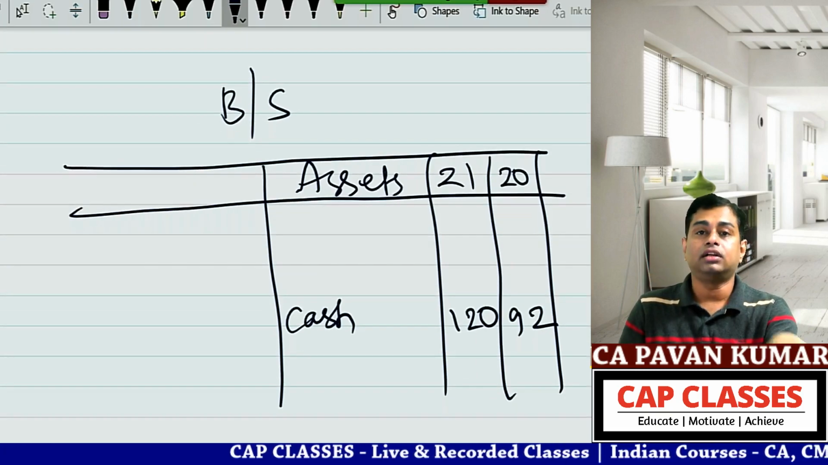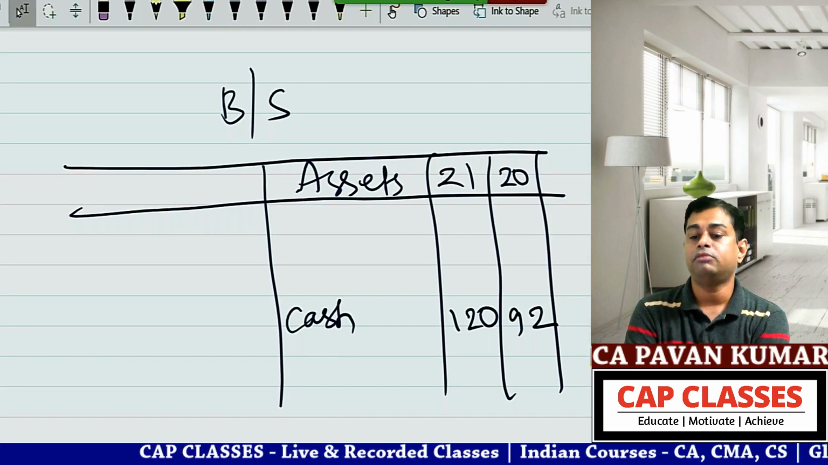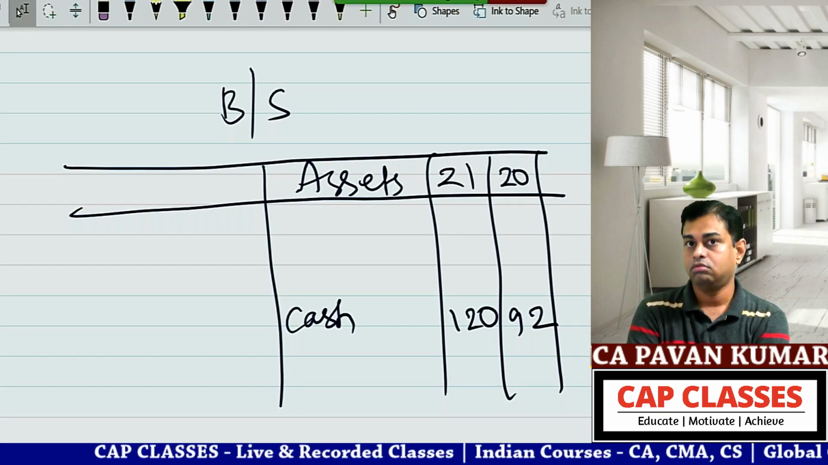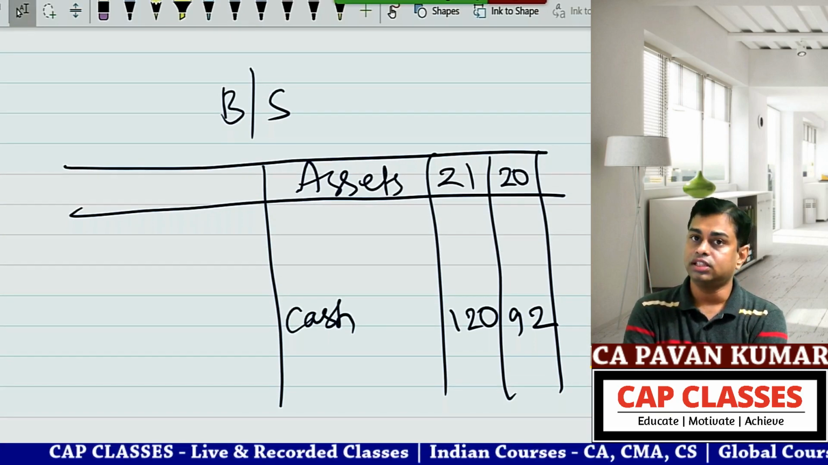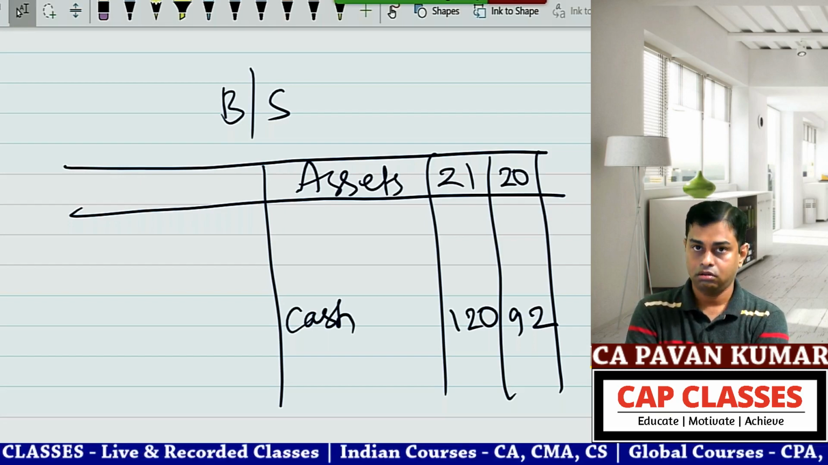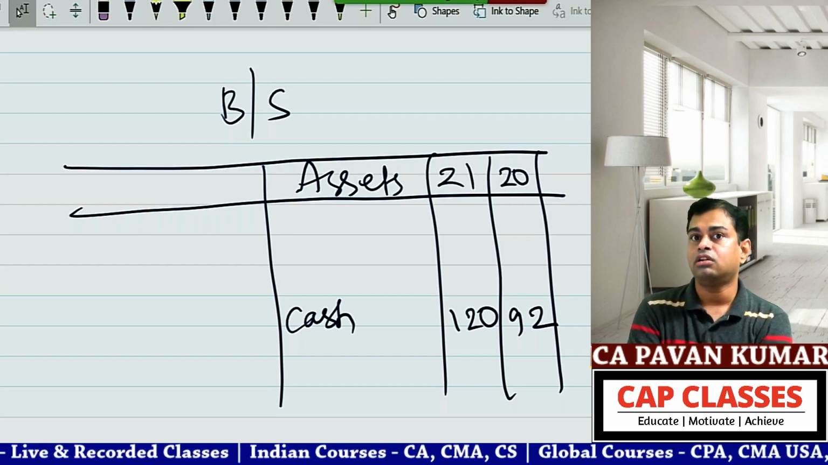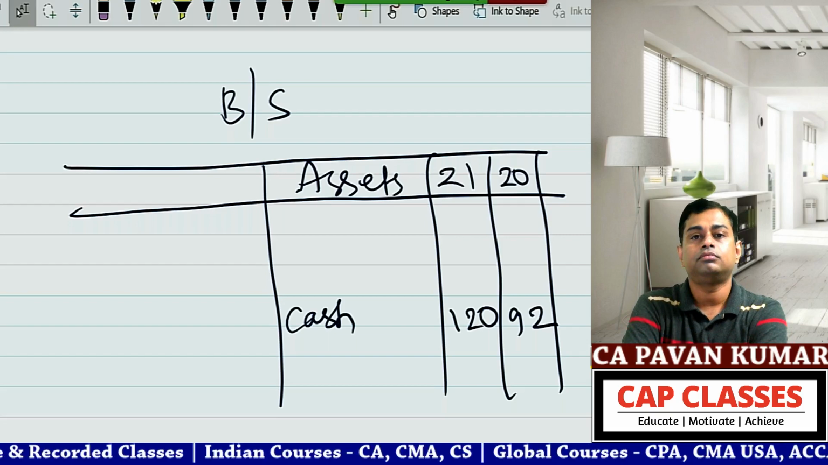One shareholder asked, Pavan sir, you are CFO of the company. Cash balance is 120 crores, sir. Last year closing is 92 crores, sir. Last year closing is current year opening. Pavan sir, how has this 92 become 120? You are CFO of the company, explain.